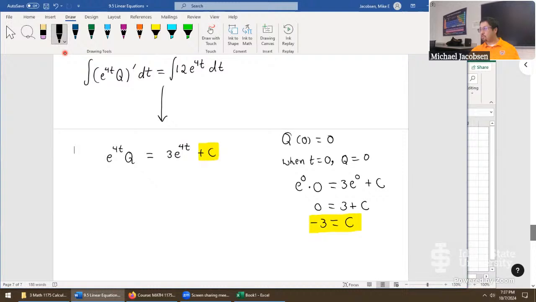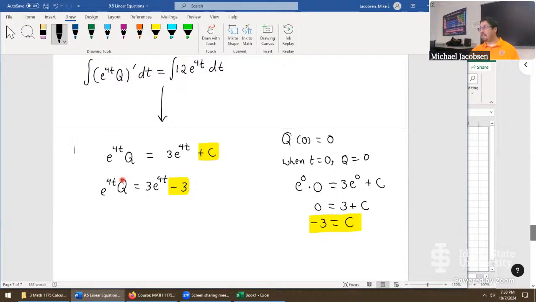So a couple more steps. We have e to the 4t times q is 3 e to the 4t minus 3. So we've substituted in the constant. Last step is just to divide by e to the 4t. And notice we always get an explicit solution for these first-order linear equations, provided we're able to get a good antiderivative on this thing here. So we've got our solution.